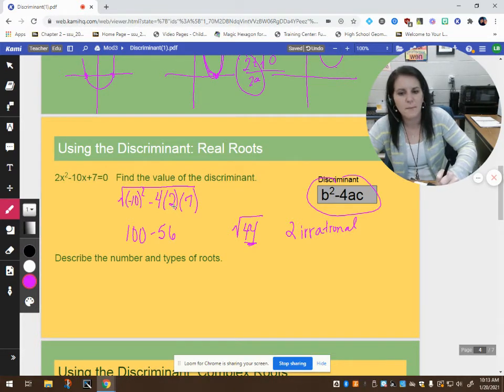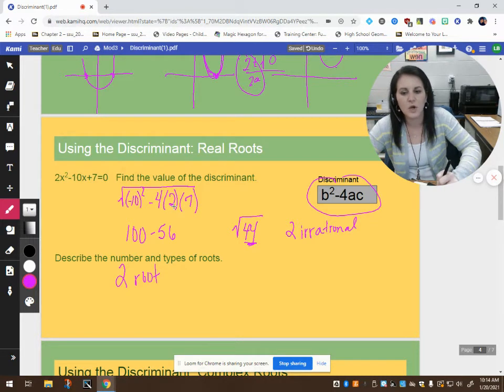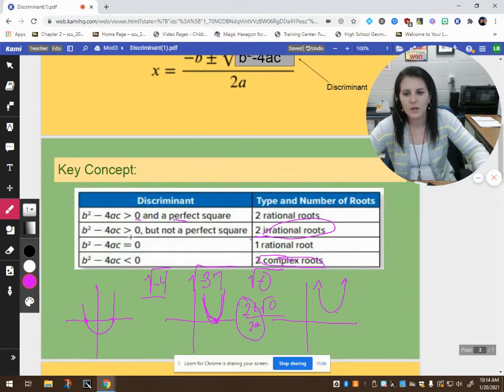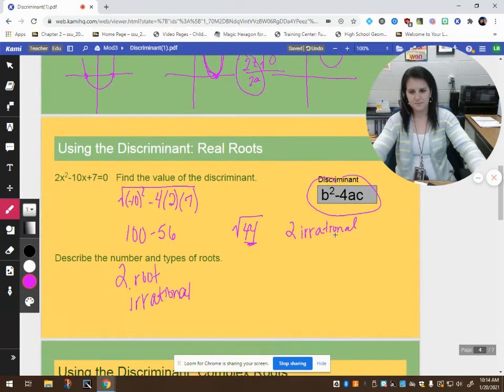So describe the number and the type of roots. The number, there's 2 roots, and the type, because this isn't a perfect square, but it's a positive number, they're going to be irrational roots. Irrational roots. And we can go back up here and look. We have not a perfect square, but it's greater than 0, so we have 2 irrational roots.